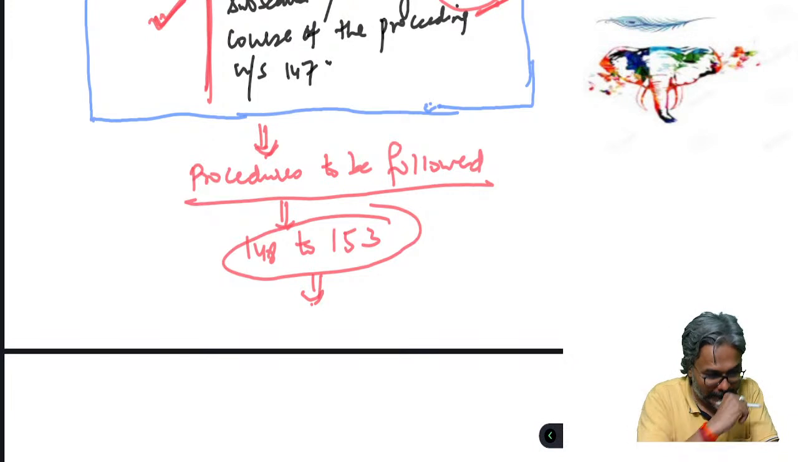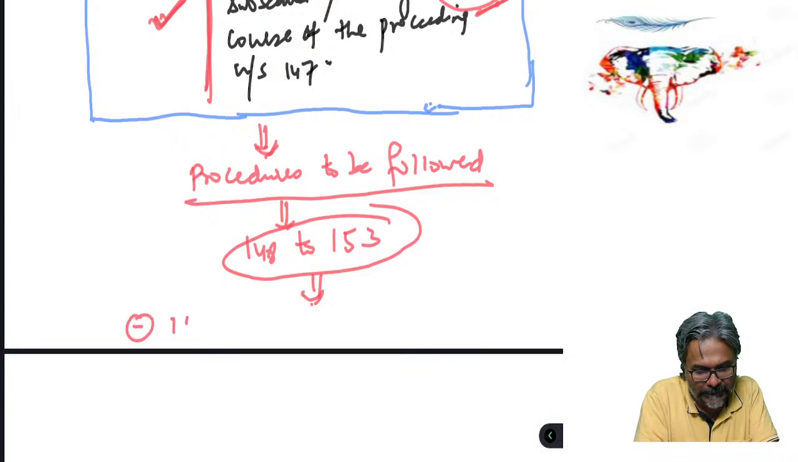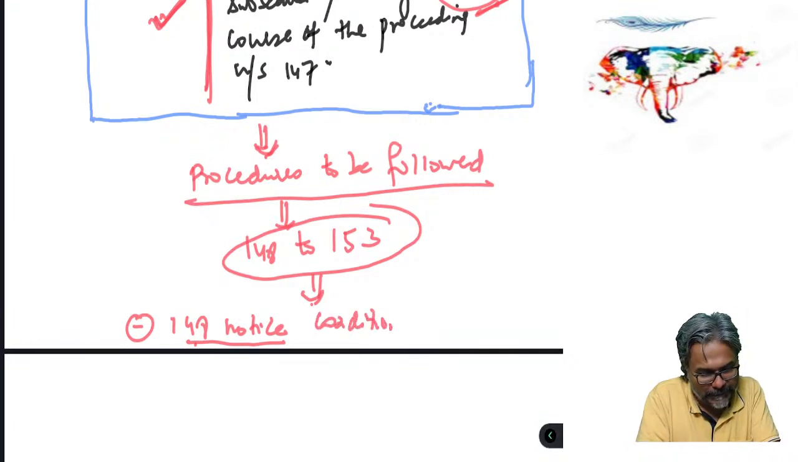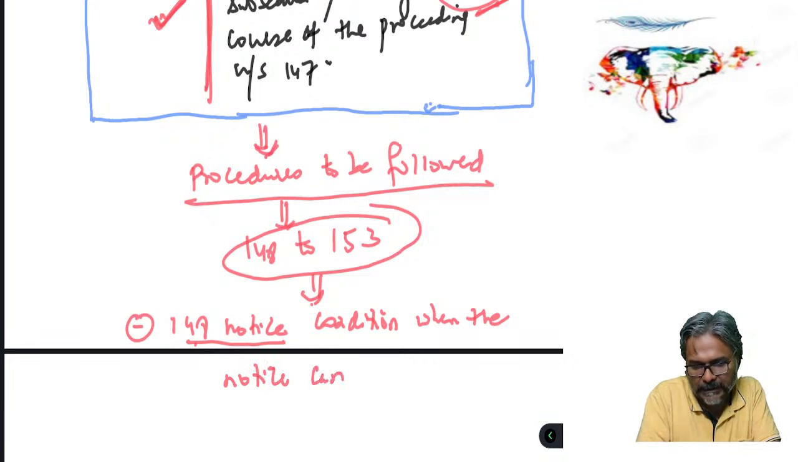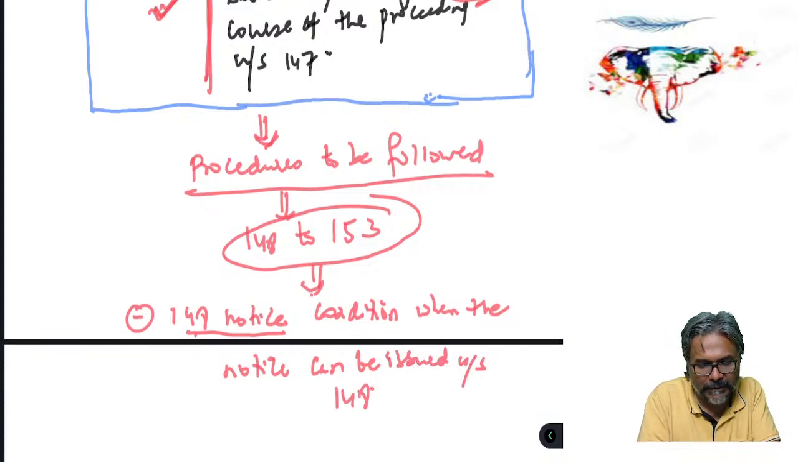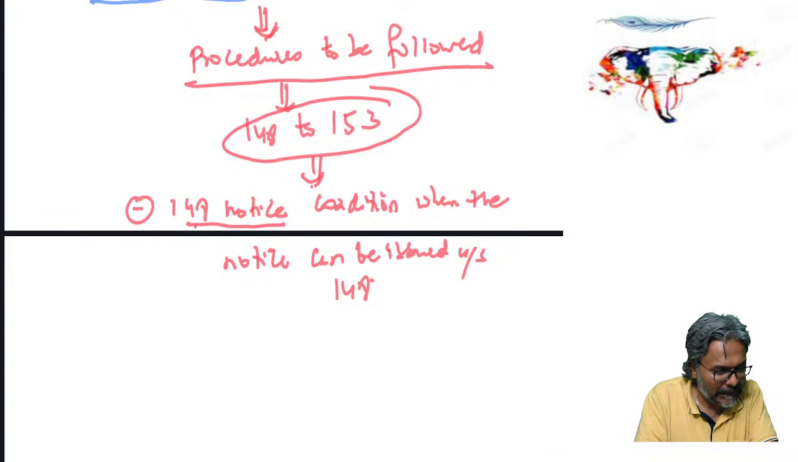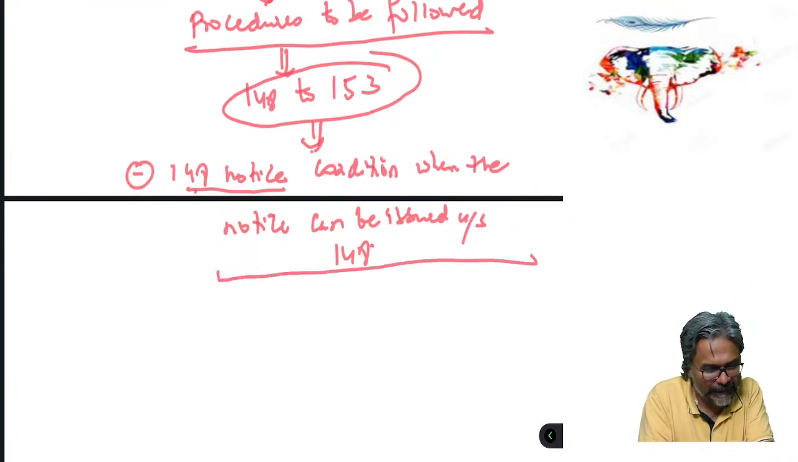Now, 148 notice. Students, the first one is the 148 notice. So far as the 148 notice is concerned, it talks about the condition when the notice can be issued under section 148. So under what condition does the notice have to be issued? They have given you, students, certain conditions. If they are fulfilled, only then can the notice be issued under section 148.